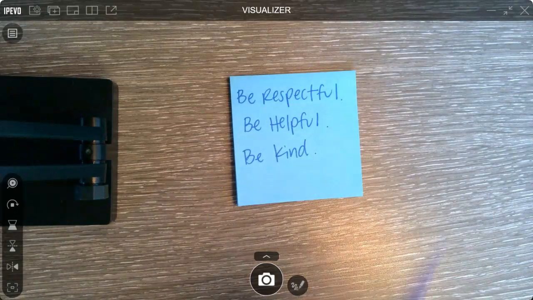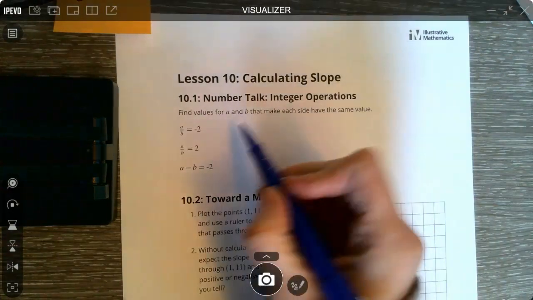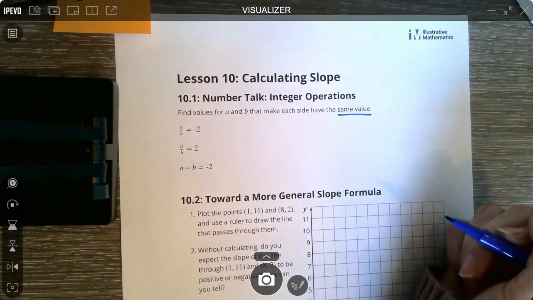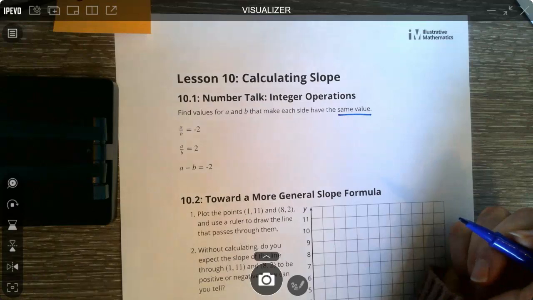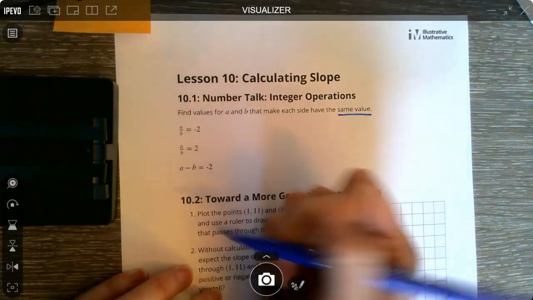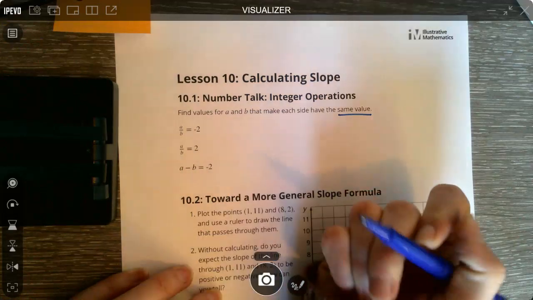All right, so first thing, we've got your warm-up, okay? It says find values for A and B that make each side have the same value, okay? When it says that, it means it wants to come to that answer. It needs to be a true statement, okay? So I've got A over B is equal to -2. A over B is equal to 2, and A minus B is equal to -2.